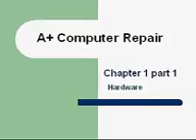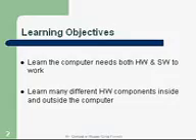Today we're going to be covering computer repair, Chapter 1, Part 1, Hardware. Learning objectives. Learn the computer needs both the hardware and software to work. It can't do anything without the software. Hardware is the physical, software are the programs that run the hardware.